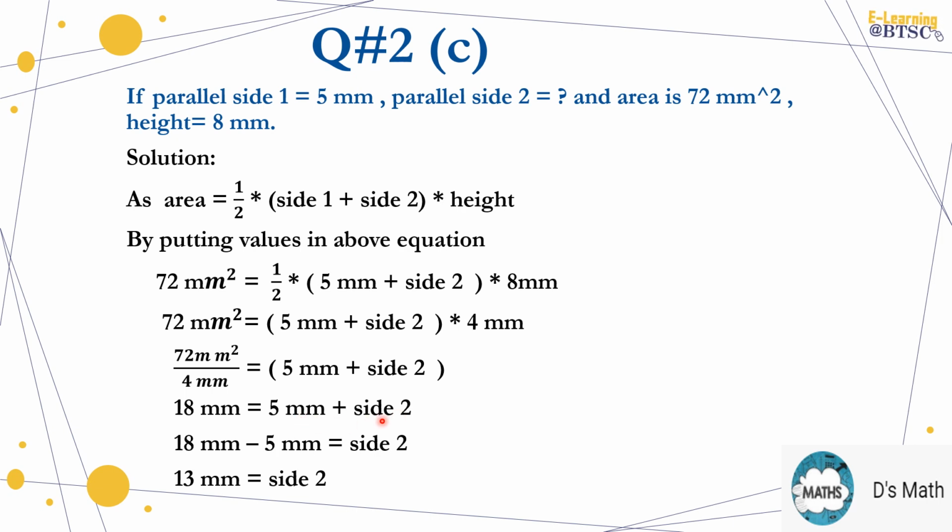Now I want the value of side 2. What will I do? I will shift 5 millimeter on the other side. 5 millimeter is adding over here. When it will be shifted on the other side, it will be subtracted. So I will subtract 5 millimeter from 18 millimeter. That will be equals to side 2. When I subtract 5 from 18, your answer will be 13 millimeter. So in this way you can calculate any unknown parallel side by using the same formula of trapezium.